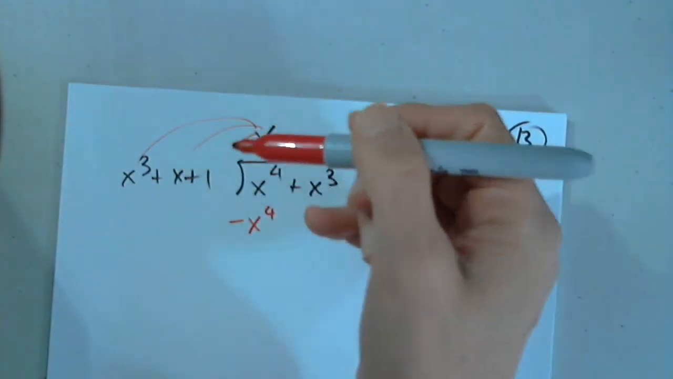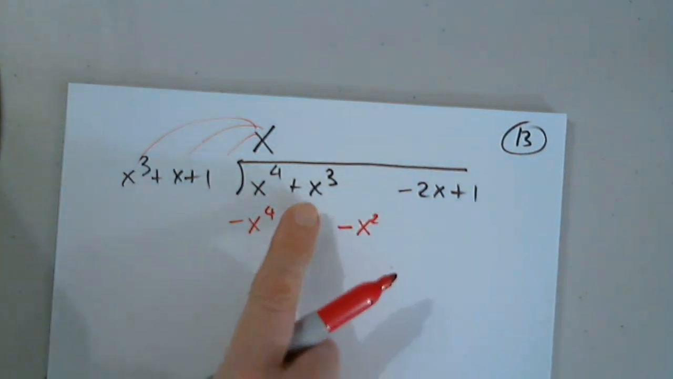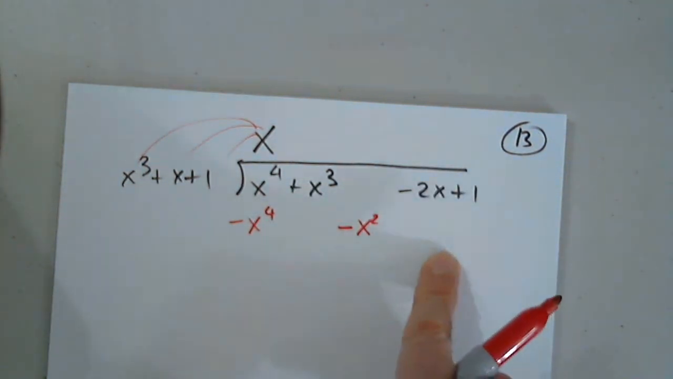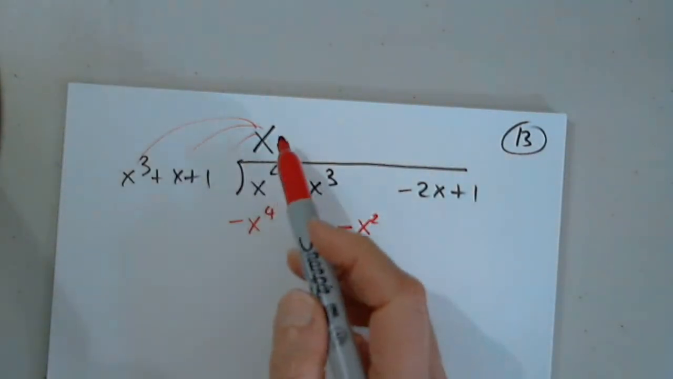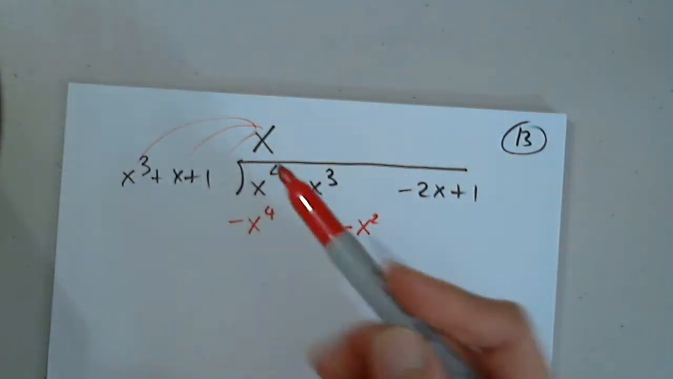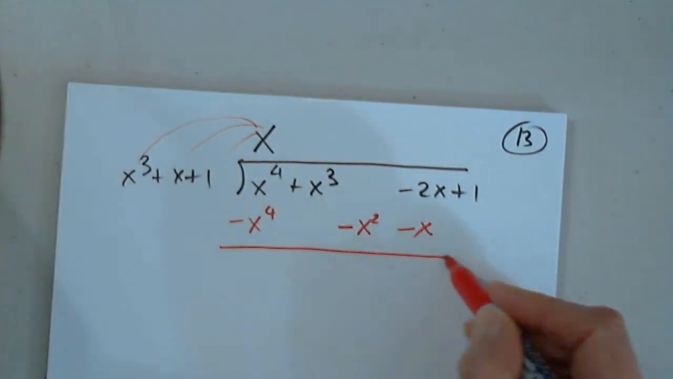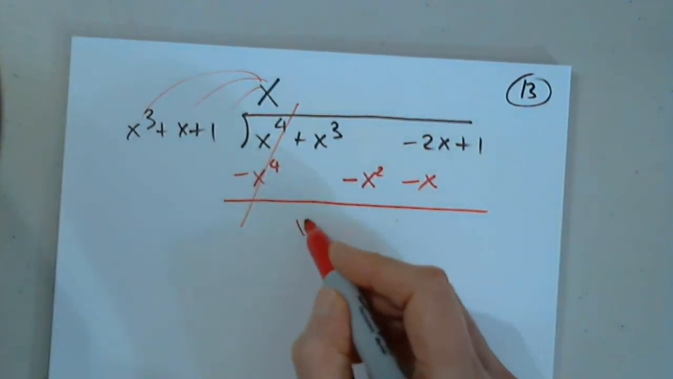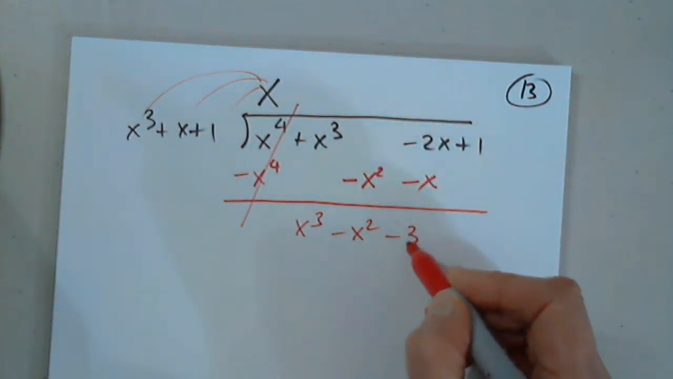X times x is x squared, negative x squared. I cannot put it under x cubed. I cannot put that term under anything else. I have to put it here where it's missing. And x times 1 is x, subtract. And this goes under this. So now these are gone. Then x cubed, I have to copy negative x squared. I have to copy negative 3x.